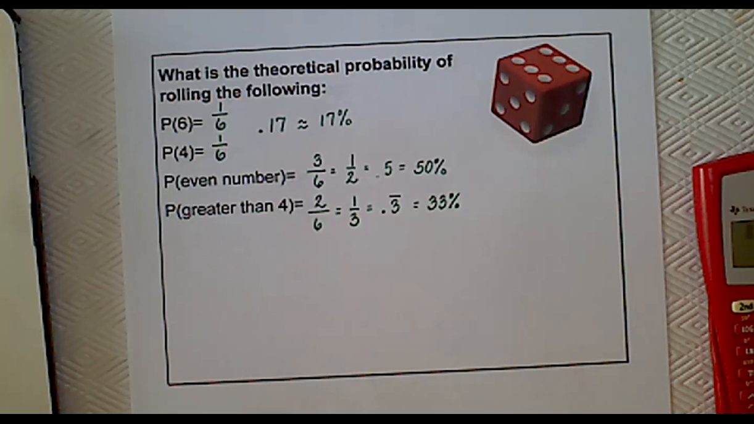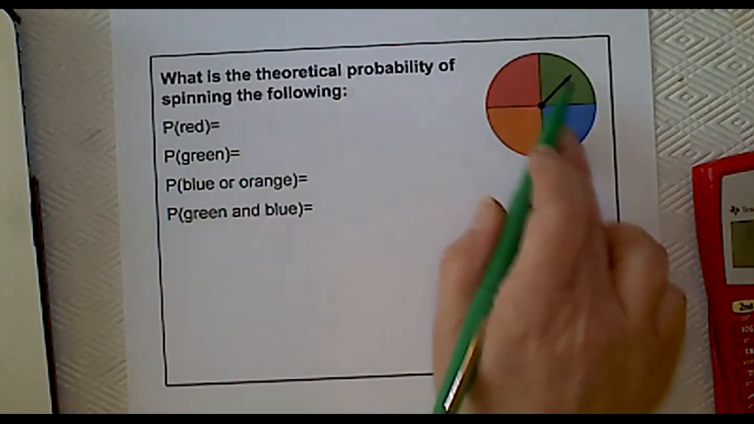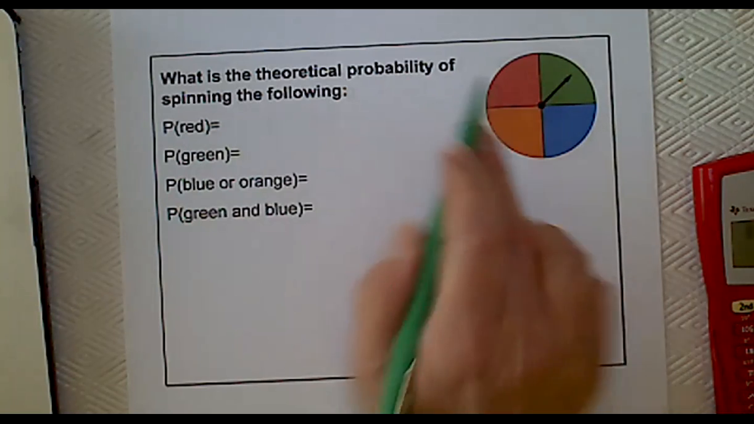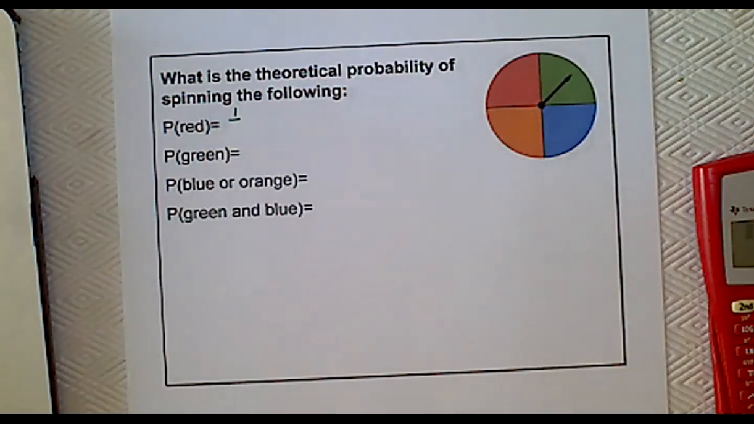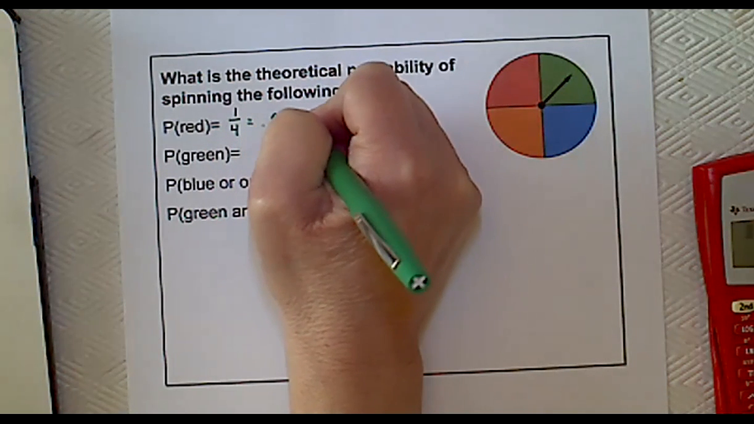Let's go ahead and look at spinning a colored spinner. So again, we are talking about theoretical probability. And they want to know what is the probability of spinning a red. So looking at your spinner, how many reds do we see? There's only one. That is your number of favorable outcomes. And your denominator is the number of possible outcomes. And so we have 1, 2, 3, 4 possible outcomes. So the probability of spinning red, the theoretical probability, is 1/4, 25 hundredths, or 25%.